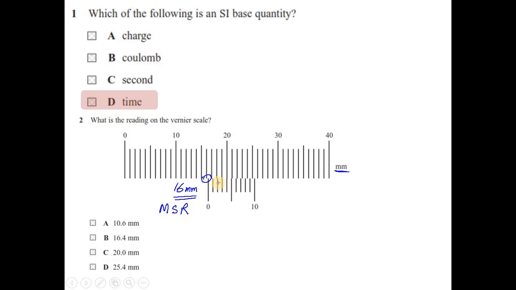It is not coinciding. 2, it is not coinciding here. But if you see line number 3, again it's not. Yes, line number 4, if you see, line number 4 is best coinciding with the main scale. So that means line number 4 means 0.4. So you add these two numbers and you say that 16.4 millimeter is your vernier scale reading. So your option is B.